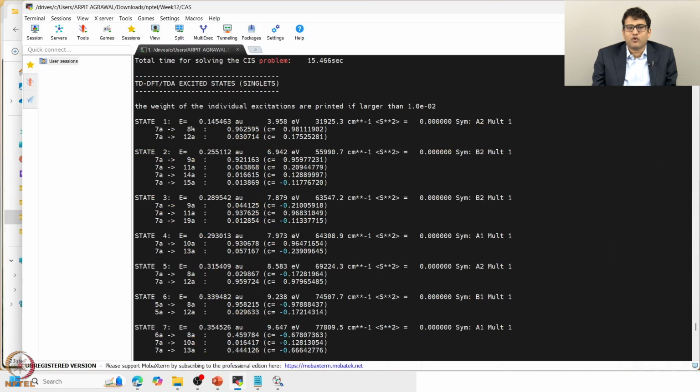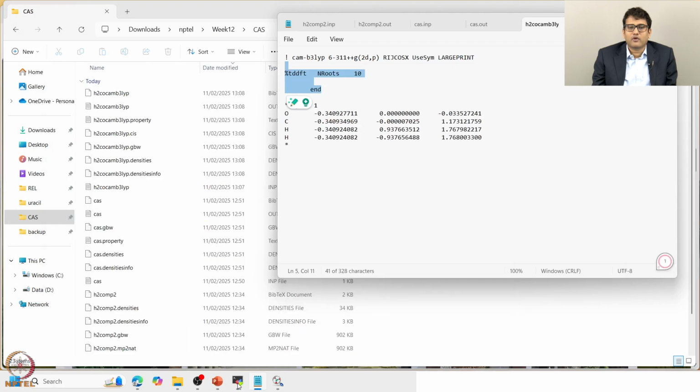So 2 for these 2 occupied, and just on the safer side I will take the 6 also in the active space, and for the virtual I have LUMO, LUMO plus 1, LUMO plus 3 and LUMO plus 2. So total 4 unoccupied and 6 occupied.